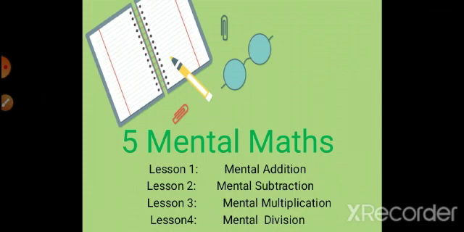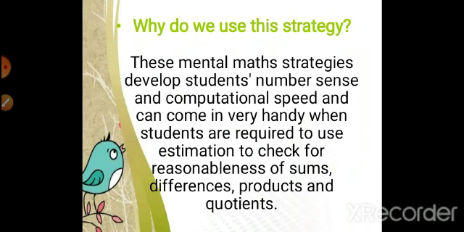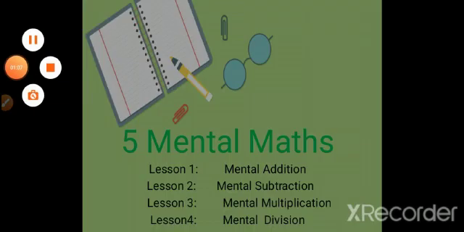Now the question arises: why do we use mental maths in this chapter? Why do we use this strategy? These mental math strategies develop students' number sense and computational speed, and can come in very handy when students are required to use estimation to check for reasonableness of sums, differences, products, and quotients.